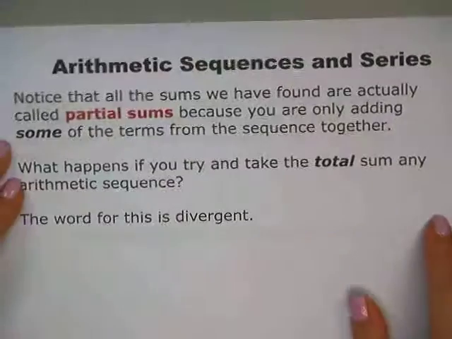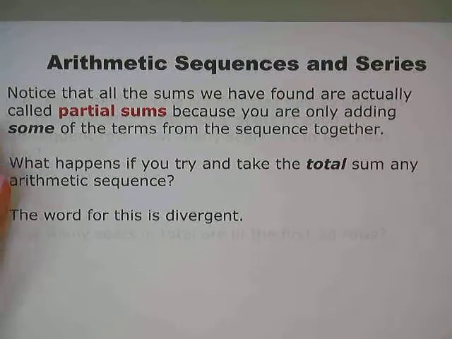Now again, those were called partial sums because it wasn't the sum of the entire sequence. When you're finding the sum of the entire sequence, that's actually a topic we'll discuss more next block with geometric sequences and series, but these are just partial sums. If you think about a linear sequence, it's either going to be increasing infinitely or decreasing infinitely. What would happen if you try and take the total sum for this arithmetic sequence?